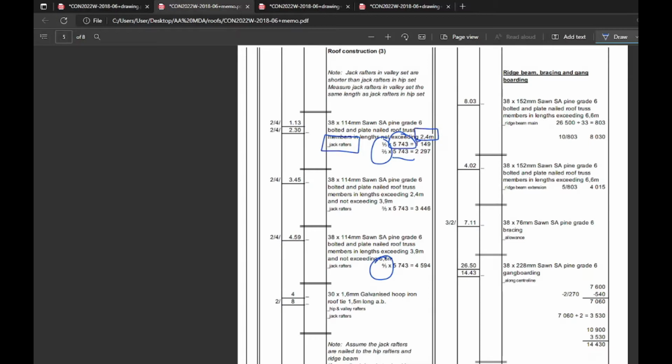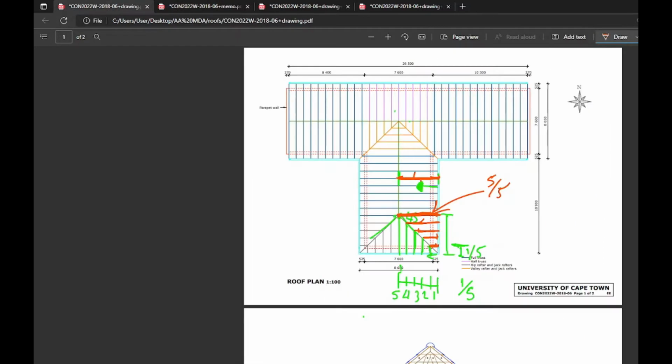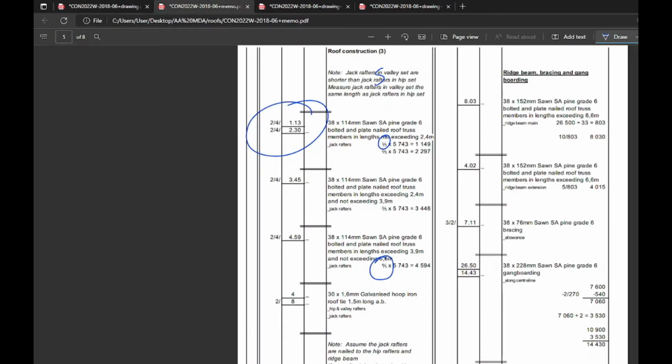Okay, first category, not exceeding 2.4. So what's happened here is you've taken your 5743, which is given, and you're going to apply intervals of 1/5. Let's go across. 5743 divided by 5 gives you x. X is this smallest multiplier. And all you do is go 1 times the smallest multiplier, gives you that one. 2 times the smallest multiplier, gives you that one. 3 times the smallest multiplier, that one. 4 times the smallest multiplier, that one. Done. Easy peasy. 5 times 5, we ignore. Well, we don't ignore it, it doesn't apply, because it's no longer a jack rafter.